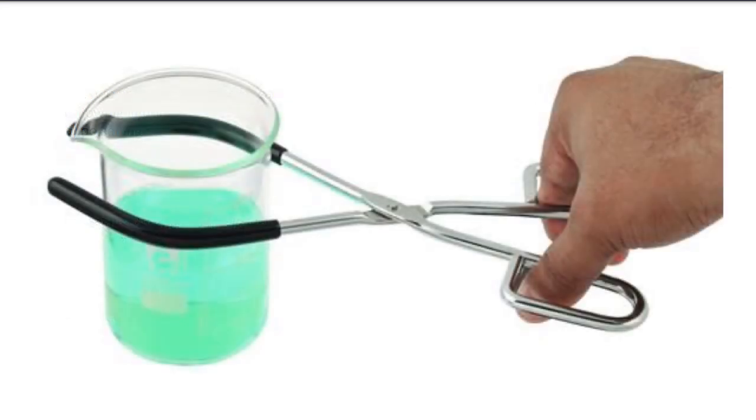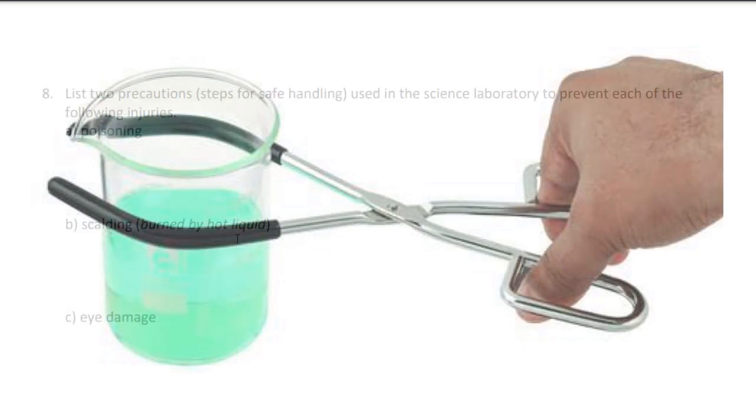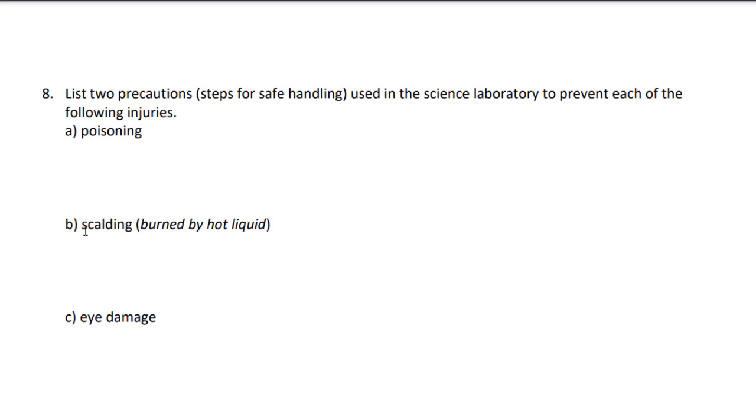I'll show you that when you guys get in here, where you can lift up hot glass using a rubber tong rather than your hands, things like that. So anytime that you can prevent it from spilling or from you actually touching the hot liquid, you're good to go. And then eye damage. This one's an easy one, but you got to think of 2 different ways to do it. How can you prevent eye damage?